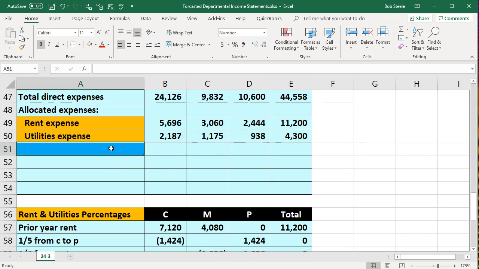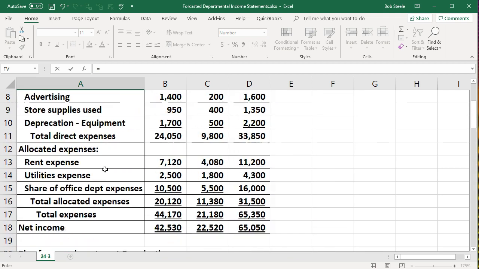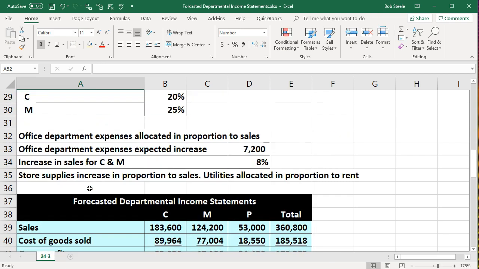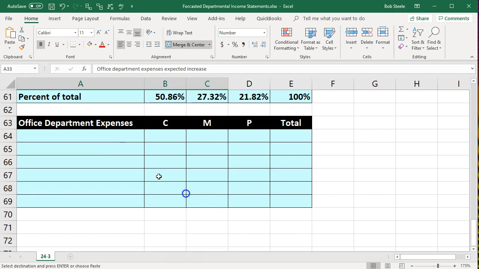Okay, so the next item is going to be the share of office department expenses. So we're going to say equals, scroll back up, and we're looking for the office department expenses. So the share of office department expenses, and if we scroll back up, we see that the office department expenses are allocated in proportion to sales, and also office department expenses increased by 7,200. So we're going to scroll back down and we're going to go through our worksheet for the office department expenses. I would start off with current year sales so that we can get a proportion to sales relationship.